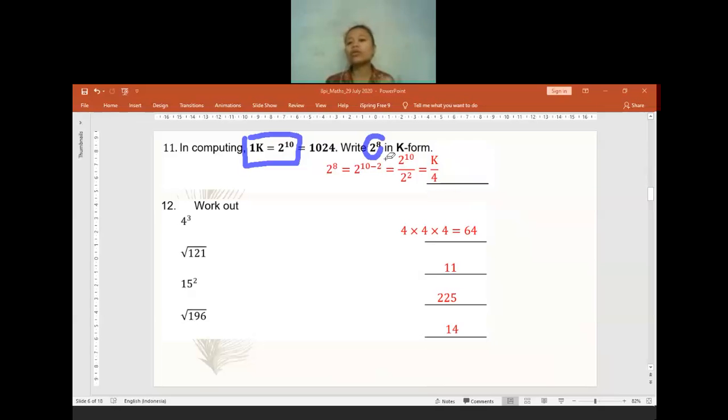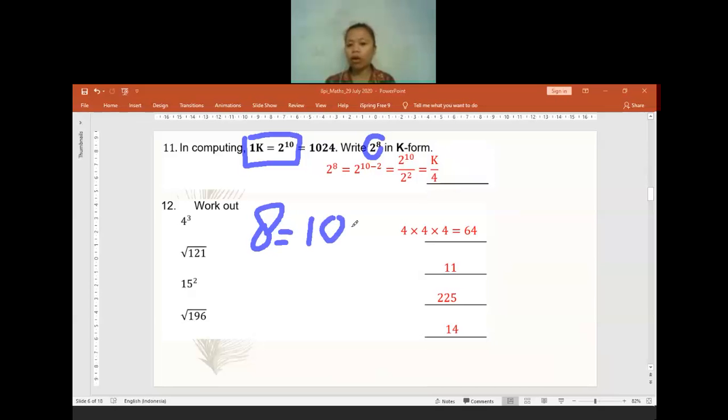Now we are going to change the number 8 into something, as long as there is a number 10 in it. Why does there have to be a number 10 in it, teacher? Because from the question we have that 2 to the power of 10 is equal to 1k. So I have to change it into any calculation as long as there is a number 10 in it. Do you agree if I write 8 is equal to 10 minus 2?